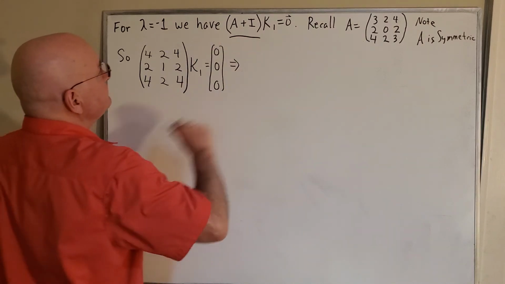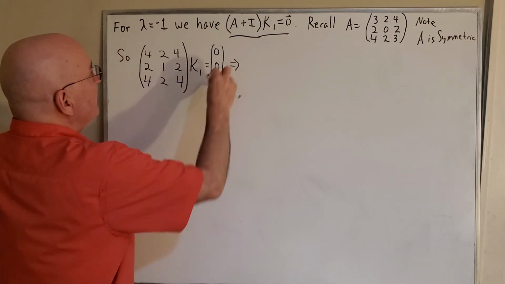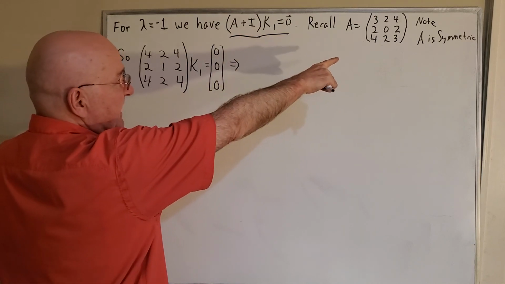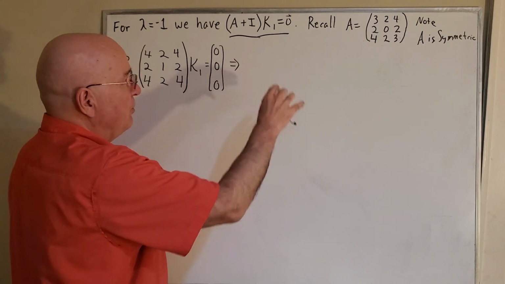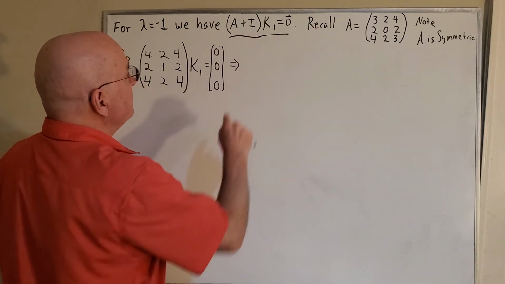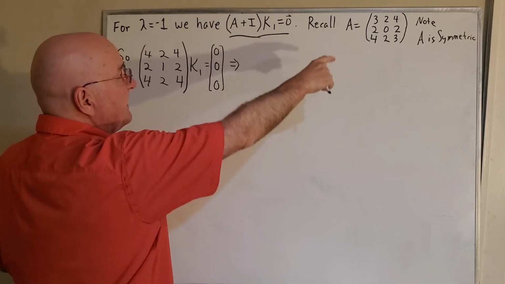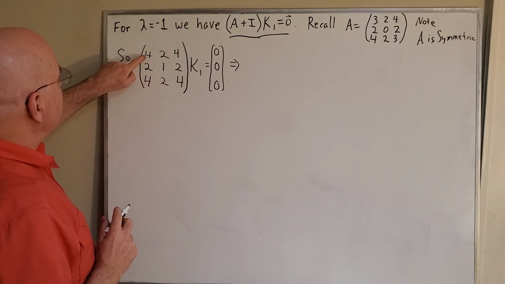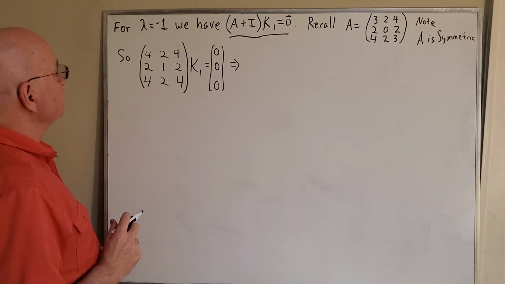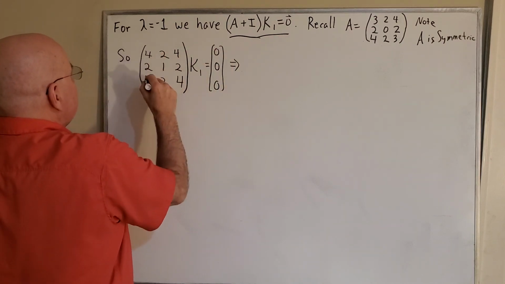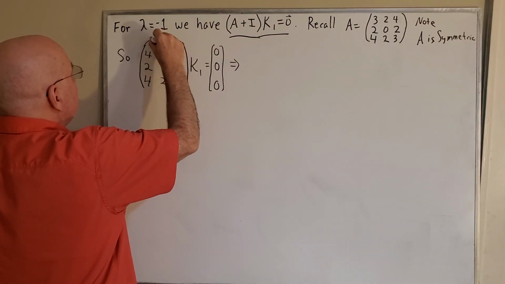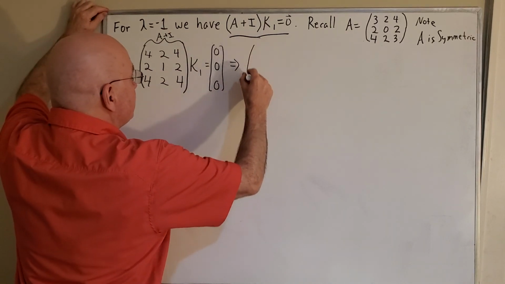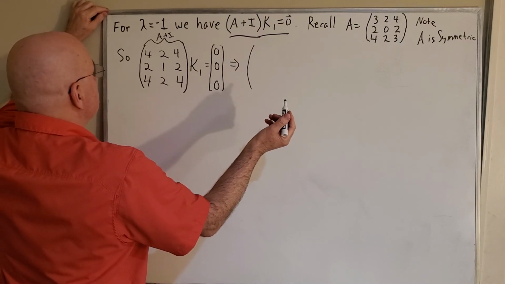So this equation, hopefully you can tell me what A plus I is. Just take A and add the identity matrix into it. The only elements that change are the diagonal when you add I, because it's 1 on the diagonal. So we're just going to add 1 to the diagonal elements. So instead of 303 on the diagonal, it's 414. So that's A plus I right here. A plus I times K1 equals 0. Let's solve this. We're just going to use Gaussian elimination like we always do.